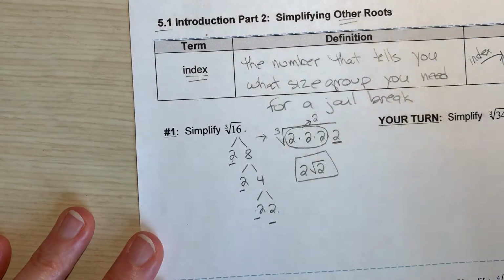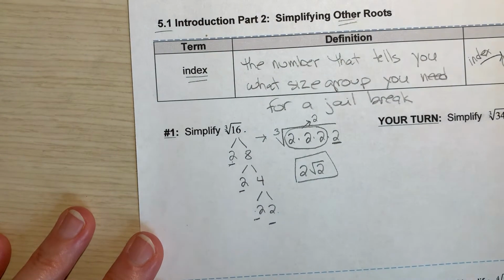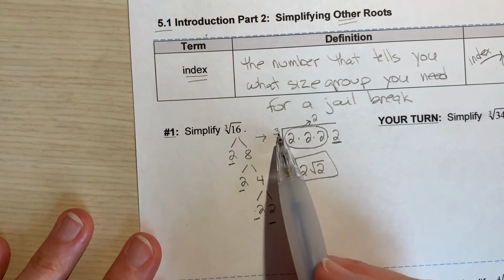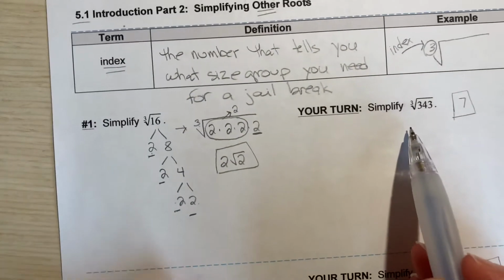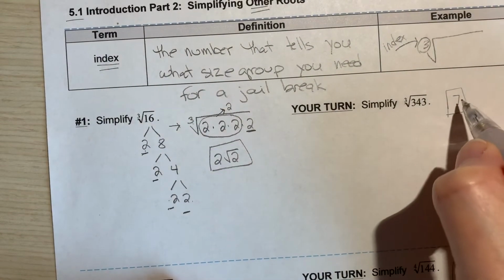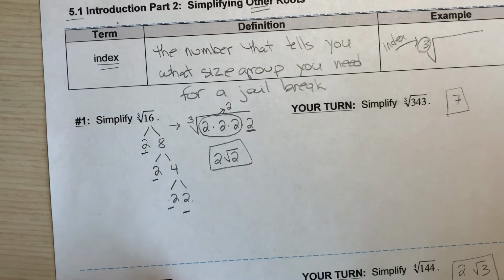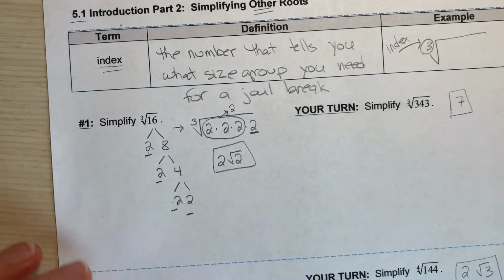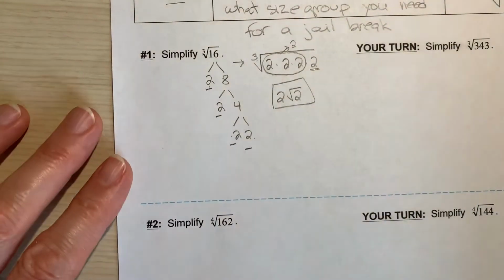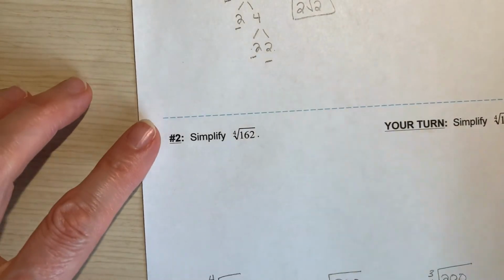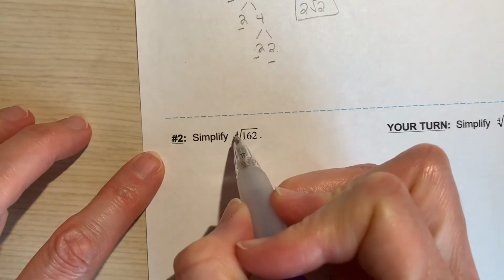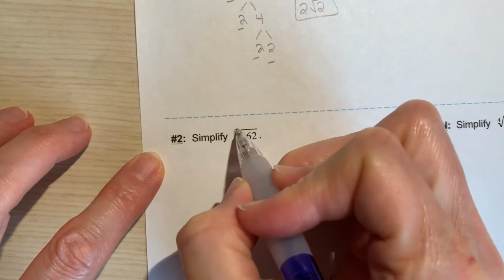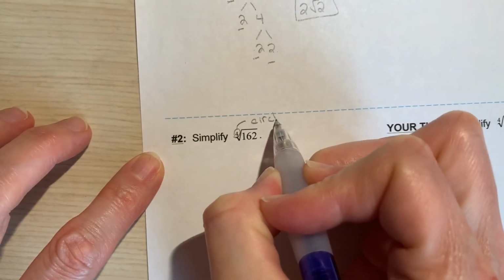So same idea, exactly the same as last video. If the index is 3, we're circling groups of 3. So try this one on your own. You should get a 7 for this one, which means everybody breaks out. Nobody's left in jail. All right, let's look at another one here. This one, the index is 4. So this means I want to circle groups of 4.